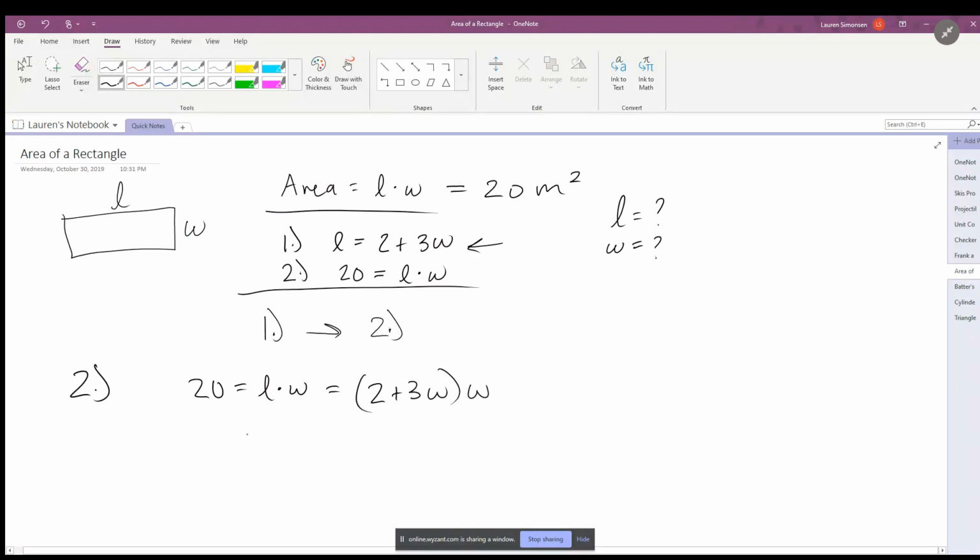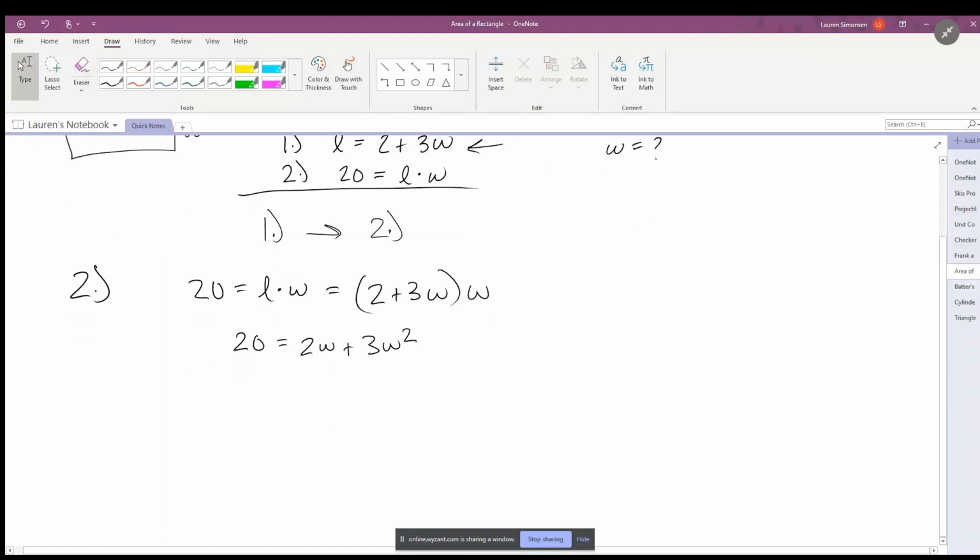Simplifying this expression, we get 20 is equal to 2 times w plus 3 times w squared. So we have only w's left and we have all numbers. So we should be able to solve for w and get the answer. However, if you notice, this is a quadratic equation. We have w to the first power and w to the second power, and technically a w to the 0 power, there's no w there. So we have to use the quadratic formula in order to solve for w. There is no other way to do it.